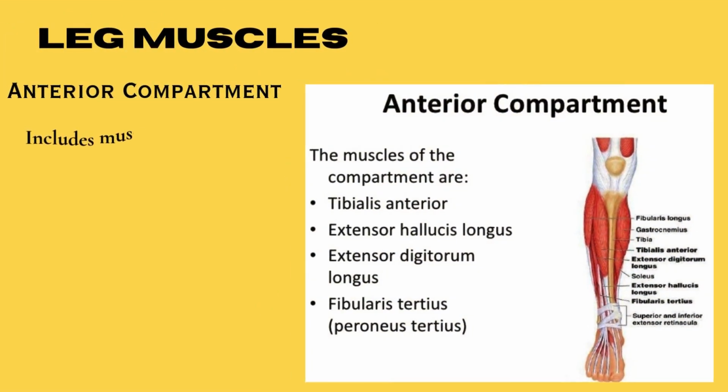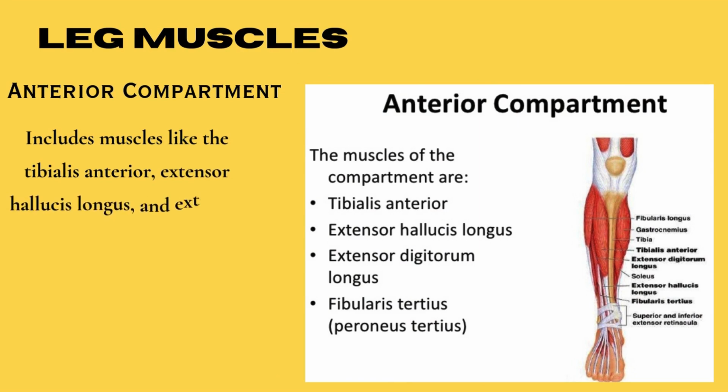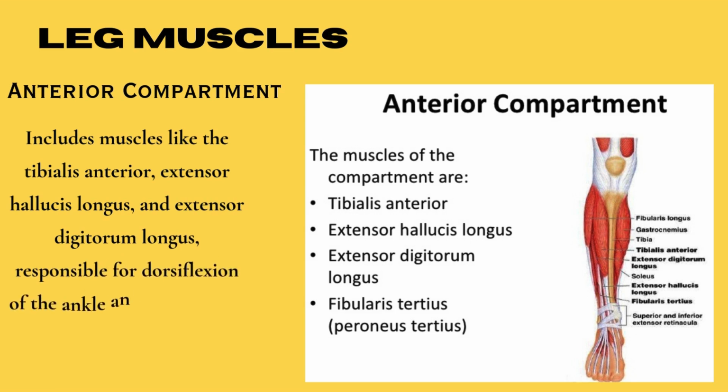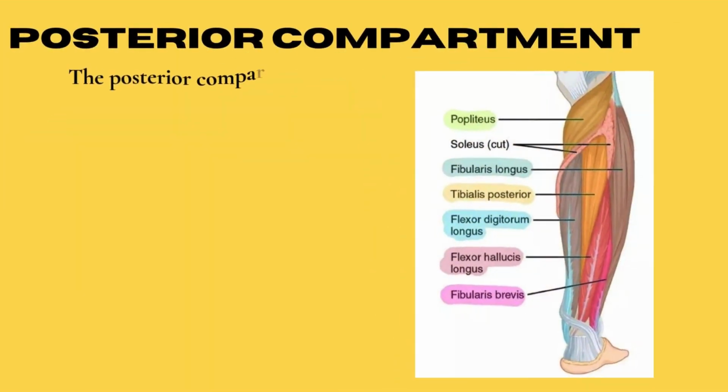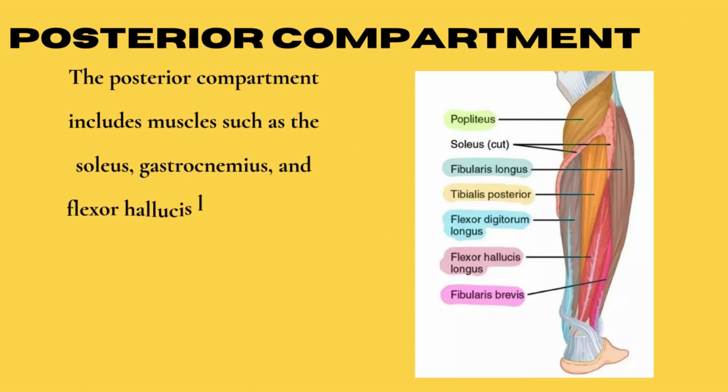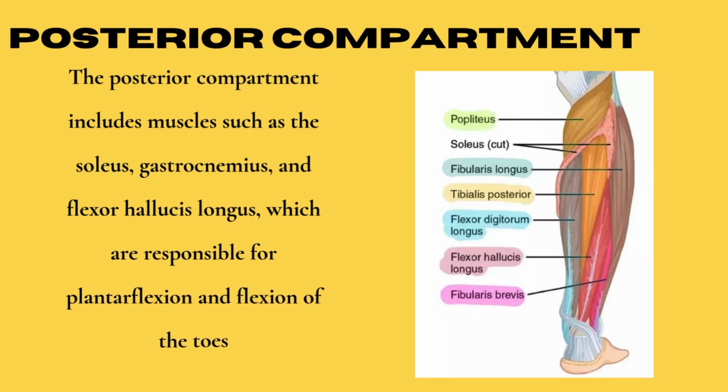Leg muscles. Anterior compartment. Includes muscles like the tibialis anterior, extensor hallucis longus, and extensor digitorum longus, responsible for dorsiflexion of the ankle and extension of the toes. Posterior compartment. The posterior compartment includes muscles such as the soleus, gastrocnemius, and flexor hallucis longus, which are responsible for plantar flexion and flexion of the toes.